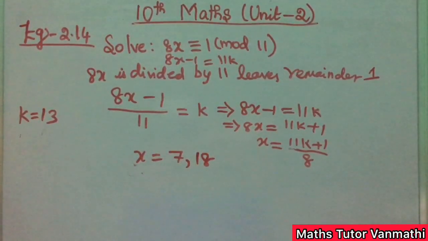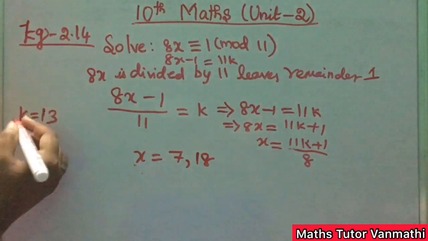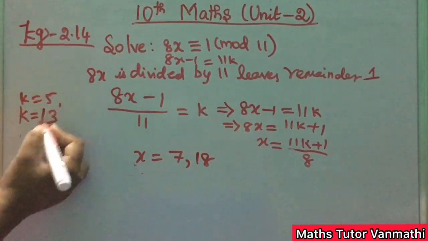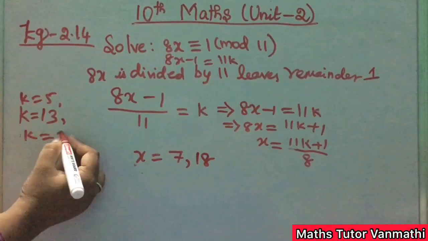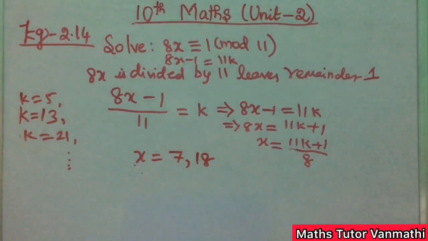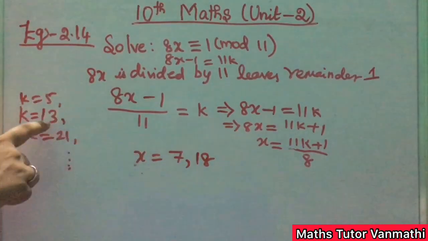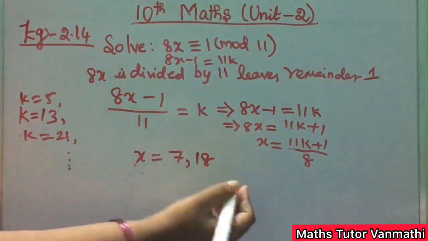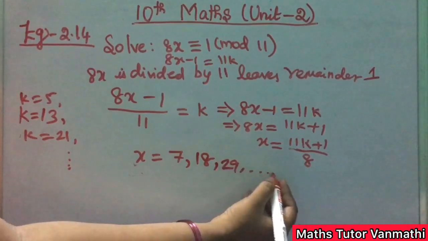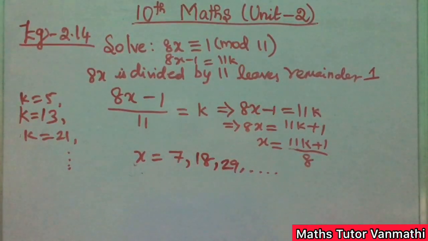And next to that number is 21. That is k is equal to 5, k is equal to 13, k is equal to 21, etc. It goes on. Then while putting these values you will get, for 5 you will get 7, for 13 you will get 18, and next is 29, etc. It goes on. Clear? These were the solutions of x.